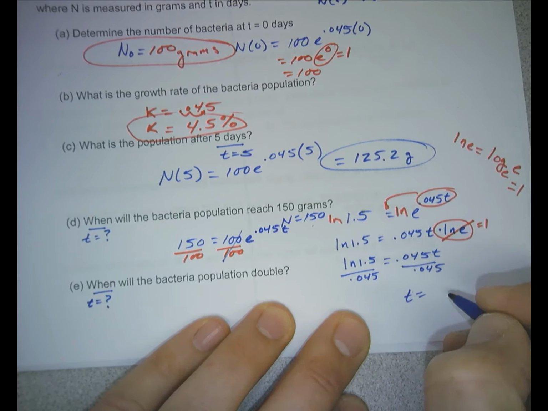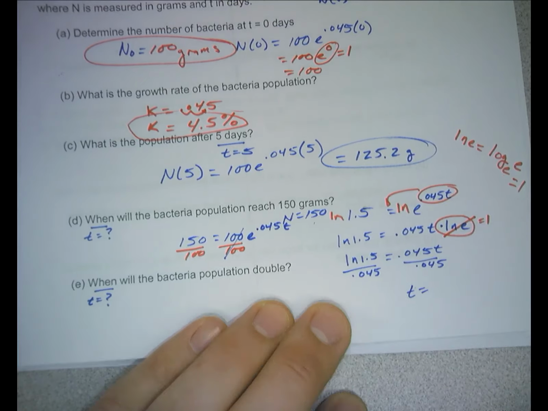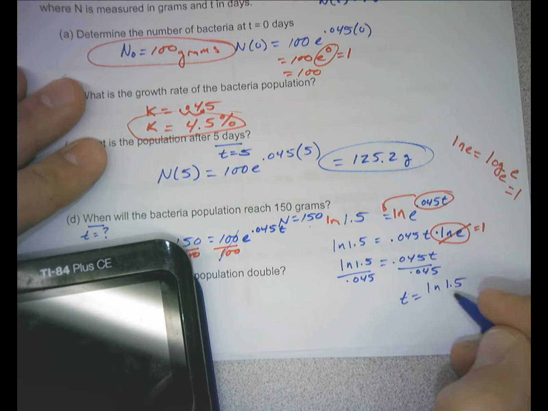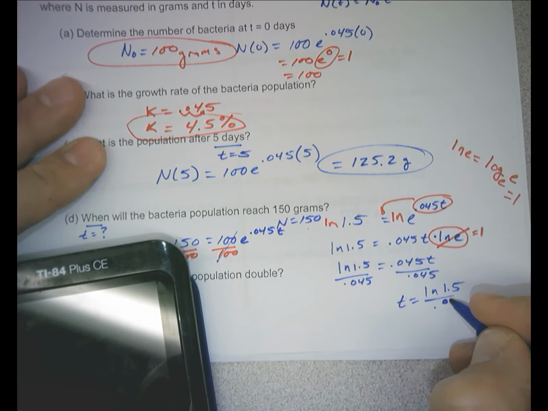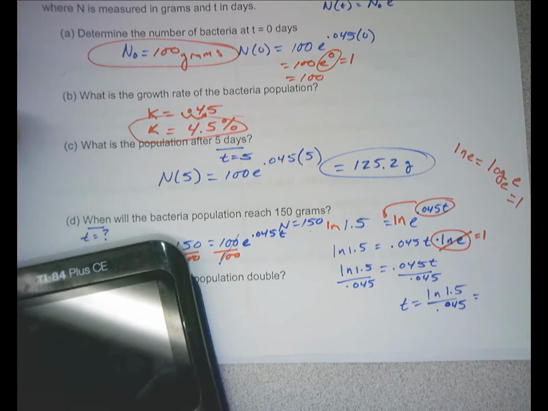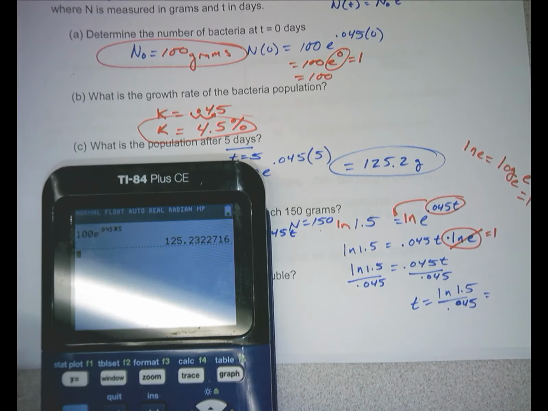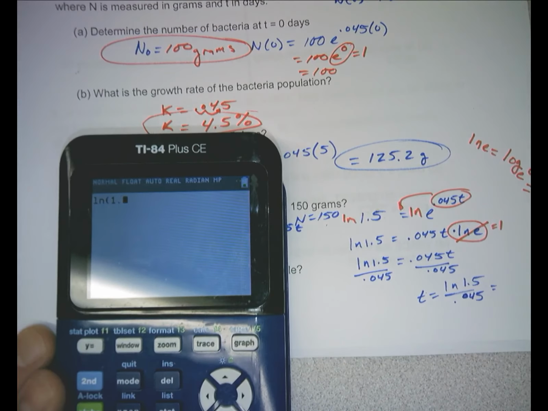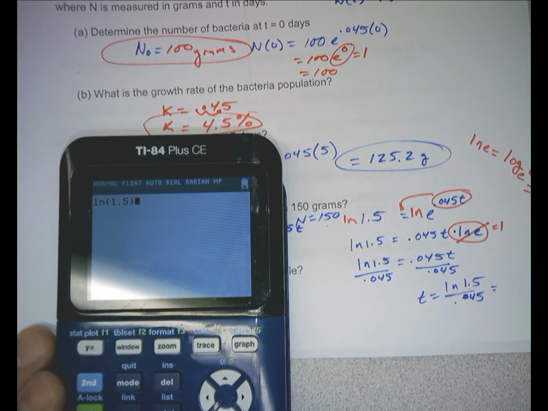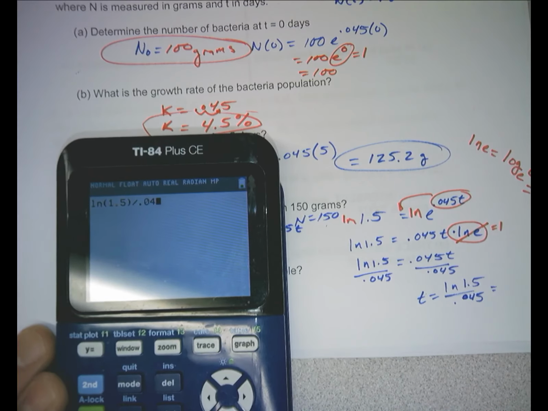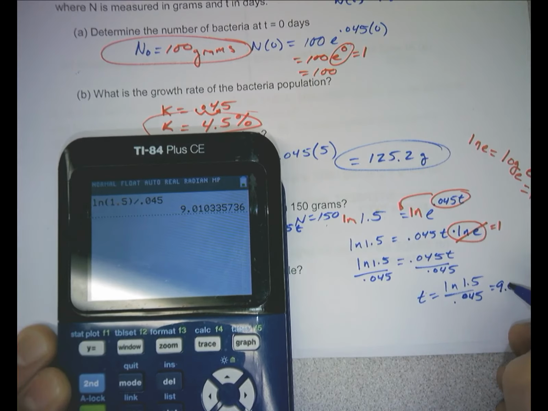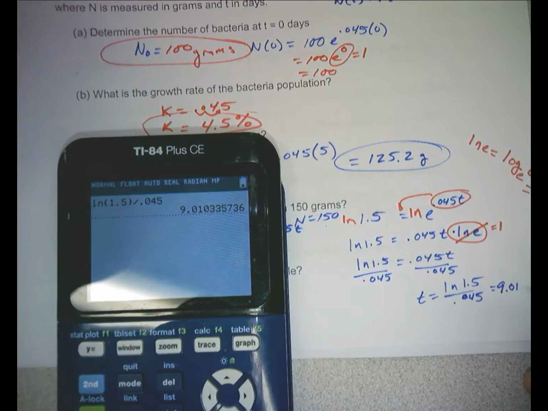And I get t equals, and I'll write this out for notes, natural log of 1.5 divided by 0.045, which is, let's see how many days it takes. So natural log 1.5, close that parenthesis, and then divide by 0.045. And it takes me just over 9 days, 9.01.